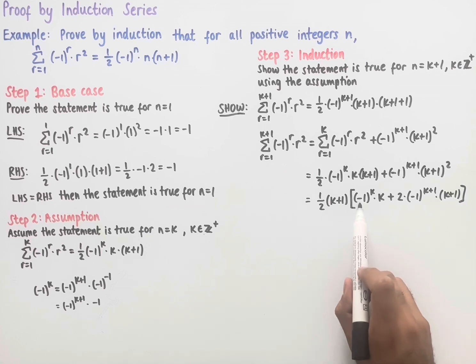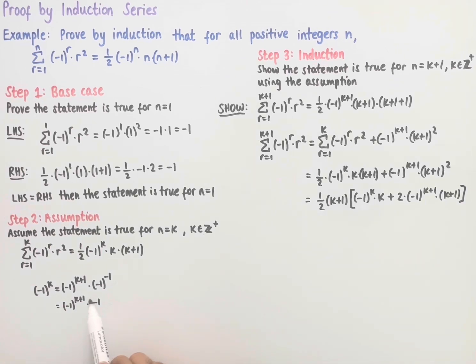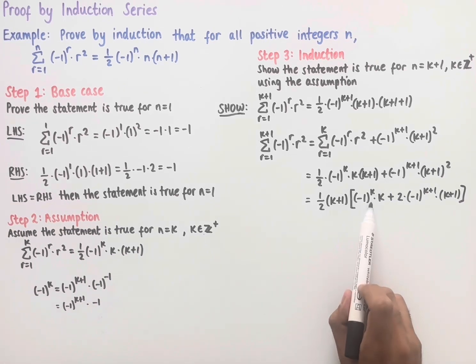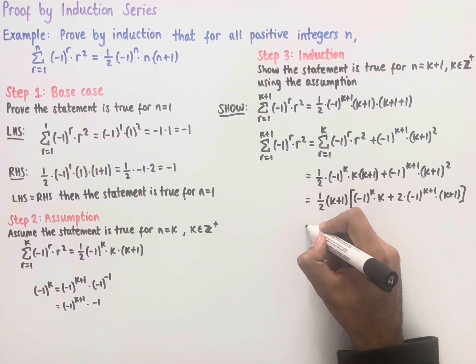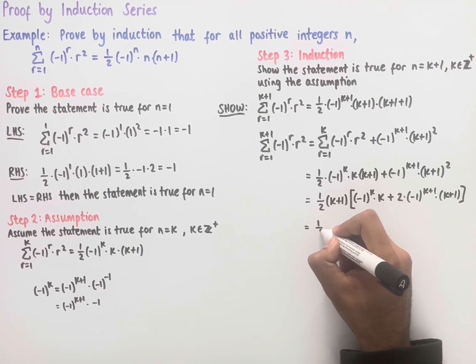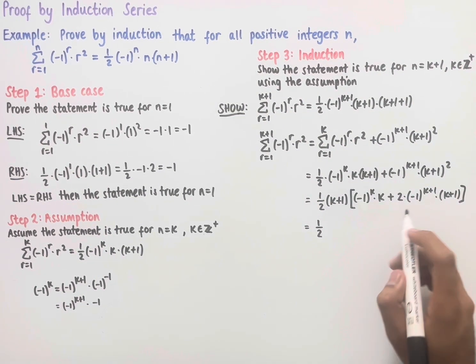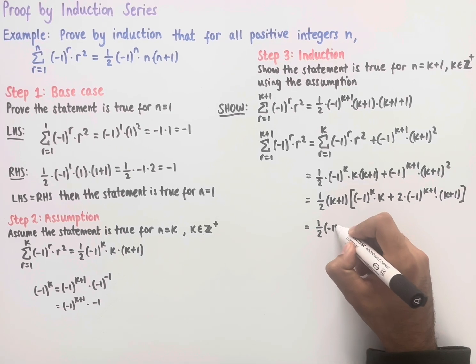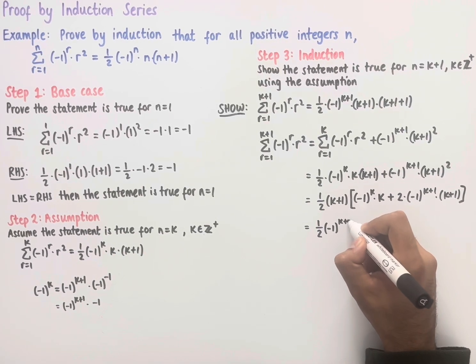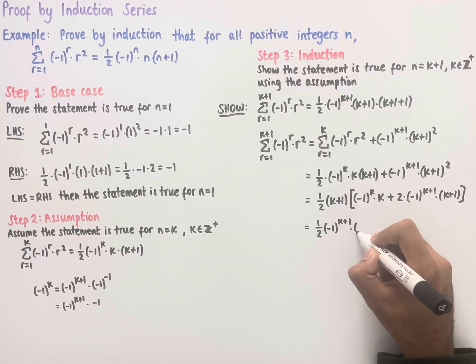So if we replace minus 1 to the power of k by this, and we also factorize the minus 1 to the power of k plus 1 out, we would just be left with a negative 1 on the inside. So doing that, we end up with a half, and then factorizing minus 1 to the power of k plus 1 out, we have times minus 1 to the power of k plus 1 times this bracket, k plus 1.